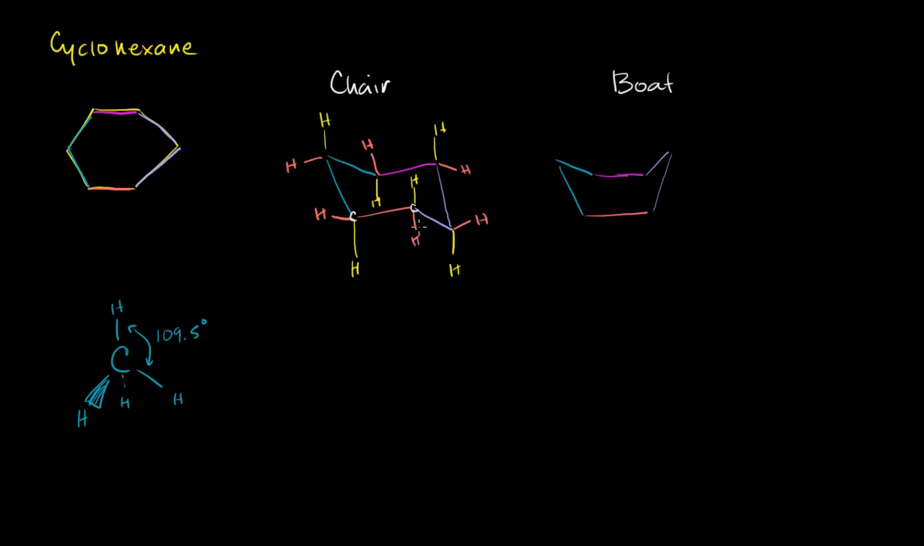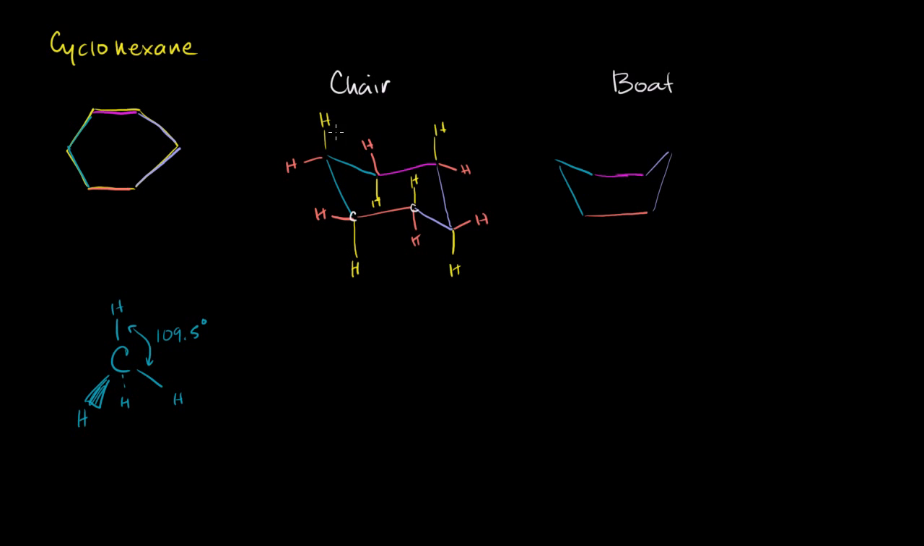Over here, you have that close to roughly 109, 110 degree angle between each of the constituents that are bonding to the carbon. Now, I've drawn the different hydrogens that are coming off of these carbons in different colors, and I've done it for a purpose.